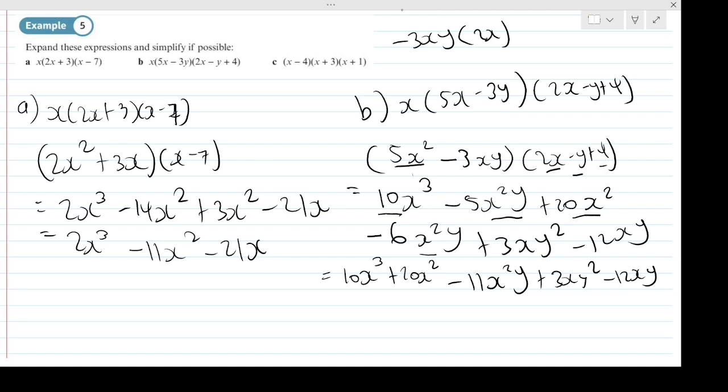Fully simplified. We can't do anything more with this. All the terms are different. So there we are. Okay, cool.